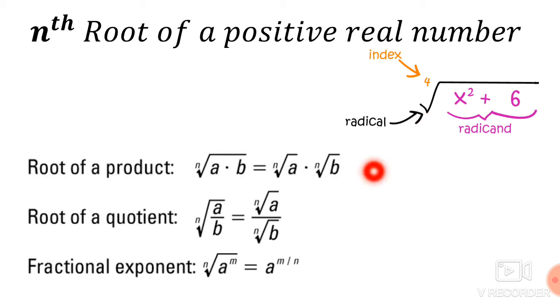Now the properties. Properties are exactly the same as we have learned for a square root. Nth root of a multiplied by b equals nth root of a multiplied by nth root of b. The radical sign is distributed to a and b both. The same happens with the property of root of a quotient, and then the fractional exponent. This is the same as we have learned as rational exponent.